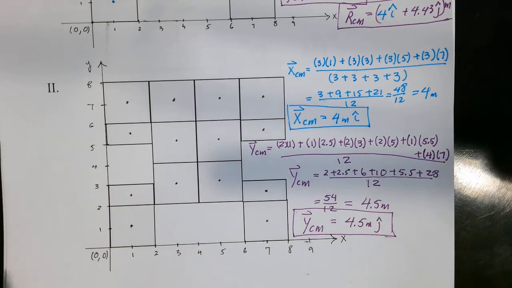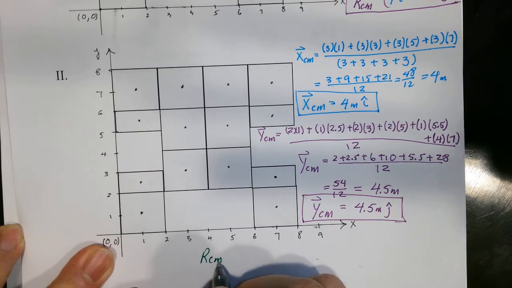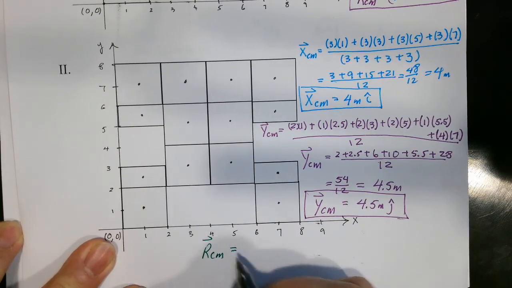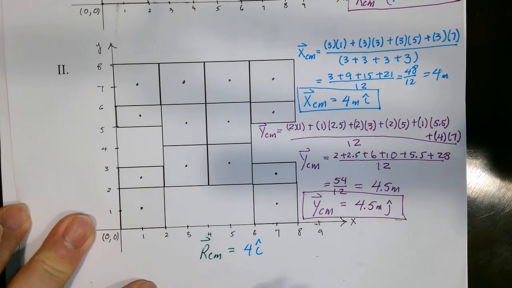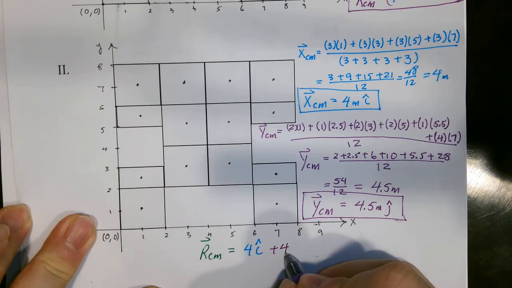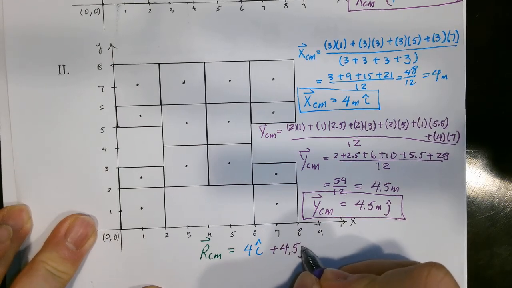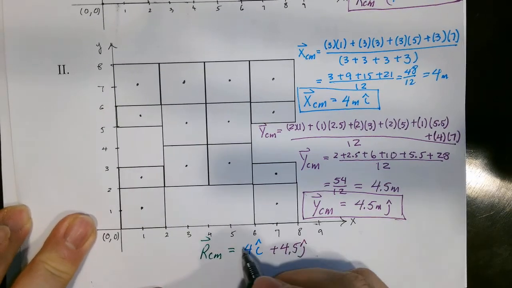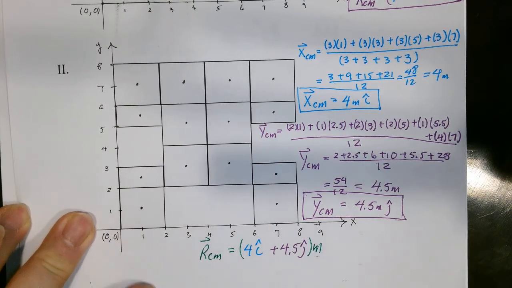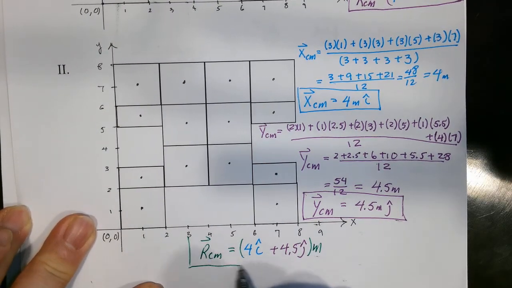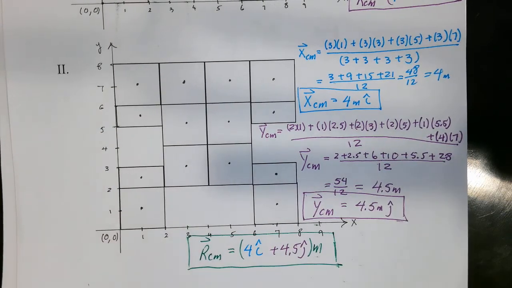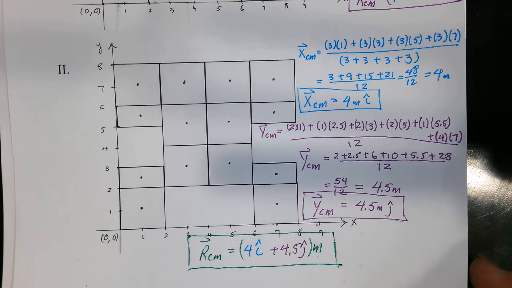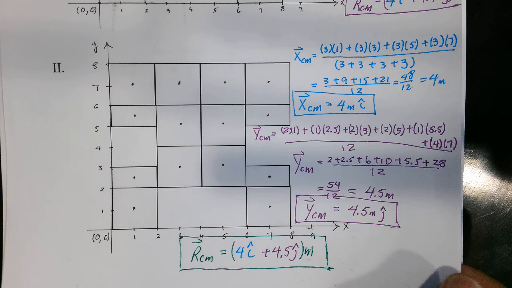So your r sub cm is equal to 4 i hat plus 4.5 j hat meters. Okay? I hope that's understood.